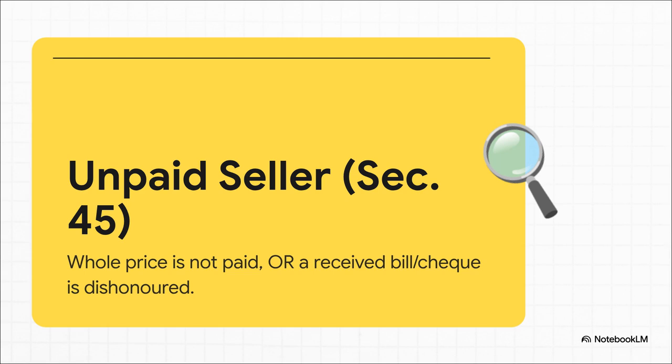Either the whole price is simply not paid in cash, or a negotiable instrument, like a bill of exchange or a check given by the buyer, bounces. It's dishonored. Listen, even if a buyer pays 99% of the price and holds back just 1%, the seller is still, legally speaking, an unpaid seller under Section 45. Underline that word "or" in your notes right now. Precision is what gets you marks.